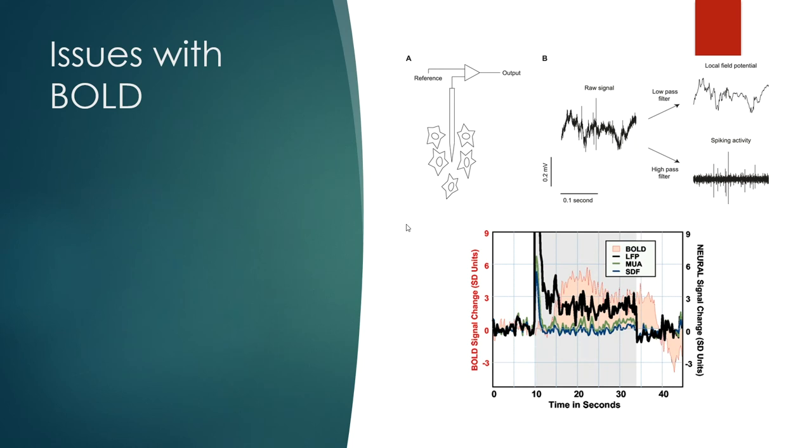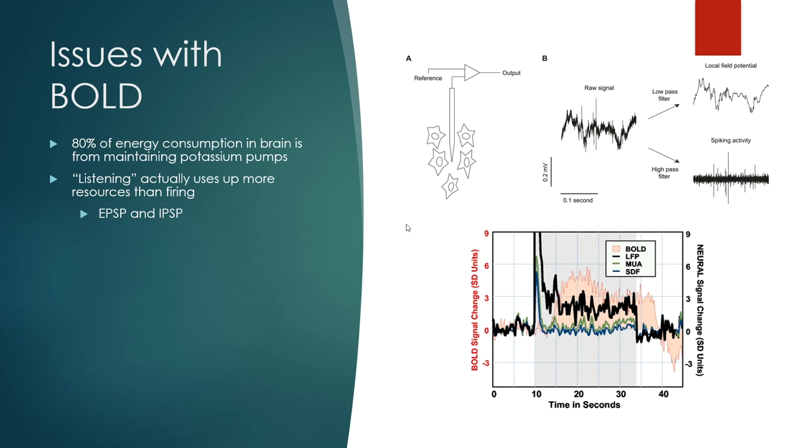And the way that you can think about it is green line is firing, black line is listening. Because listening is actually more costly than firing is. Because most of the energy that the cells are using up are trying to maintain their homeostasis. And so when ion channels are opening in the dendrites, they're like closing things up. And so this is a mixture of both EPSPs and IPSPs.